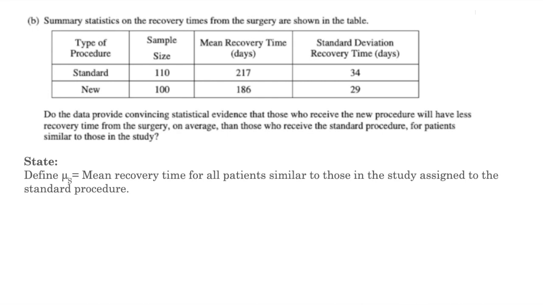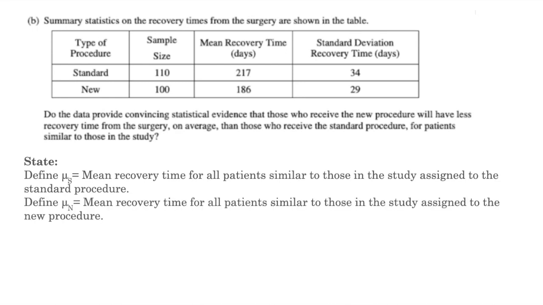And notice that I'm saying that it's the mean. Don't just say mu s equals recovery time or something. You have to define the parameter as either a mean or a proportion or some other description of the population. I'm also going to define mu n as the mean recovery time for all patients similar to those in the study assigned to the new procedure. Notice how specific I'm being in my definitions.